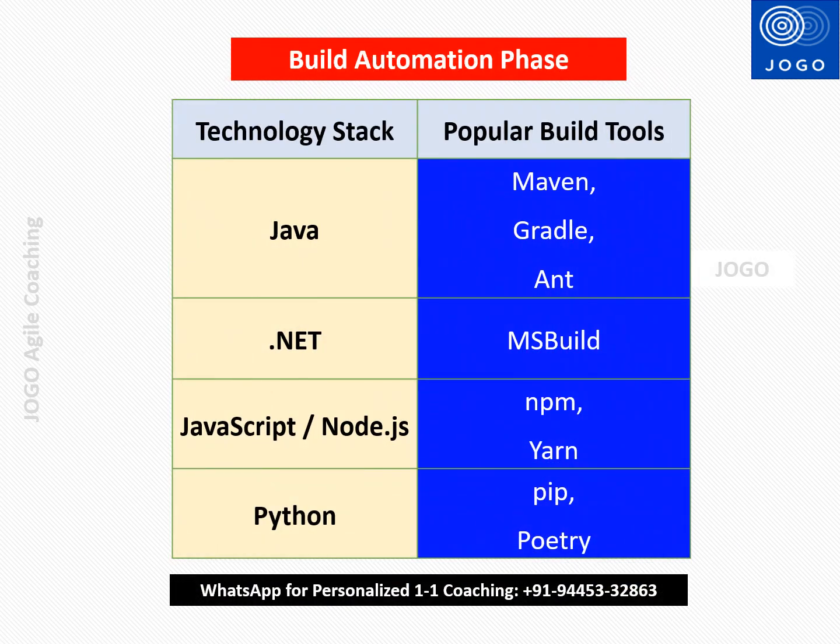The next stage in DevOps is the build automation phase. Here, build automation will be done based on various technologies, and tools are available specific to technologies. Here we can see Java, .NET, JavaScript, Node.js and Python related tech stacks, and the tools available for build automation are mentioned on the right side. You can use Maven, Gradle, Ant, MSBuild, NPM, Yarn, pip, and Poetry. So these are the tools we can use for build automation, and you can see the left side column for the technology related to those tools. Hope this is clear and helpful.